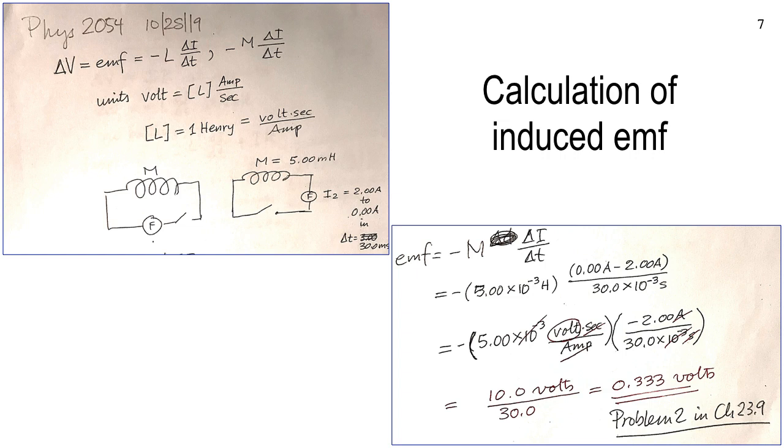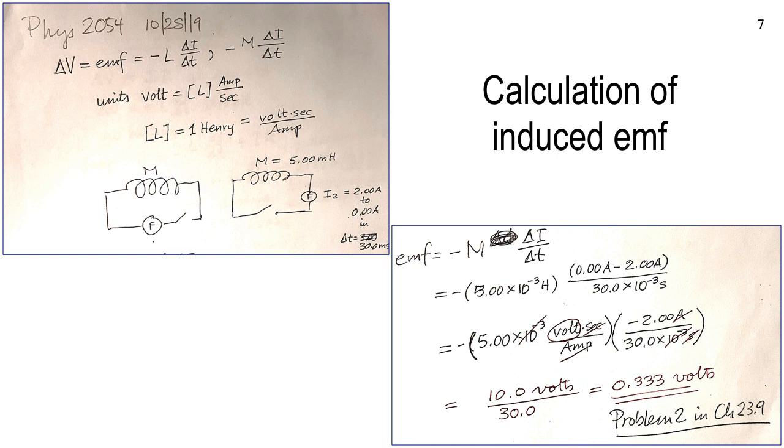All right. And let's say that the current here in number 2 goes from 2.00 amps to 0.00 amps. In other words, it goes to 0 in delta t equal to, scratch that, 30.0 milliseconds.